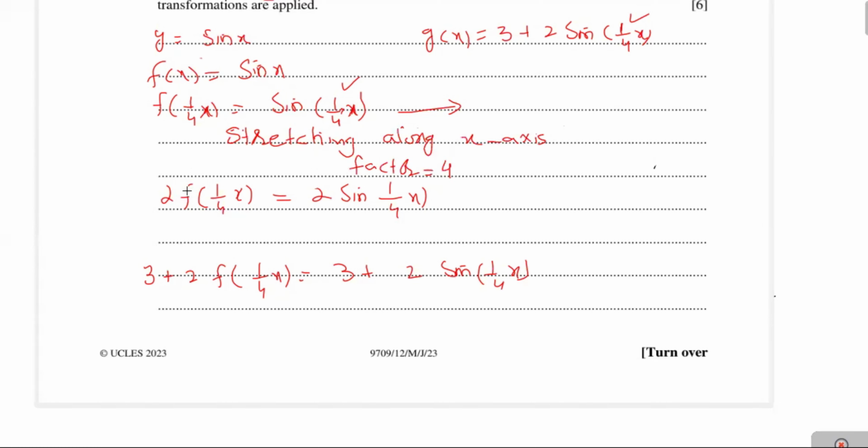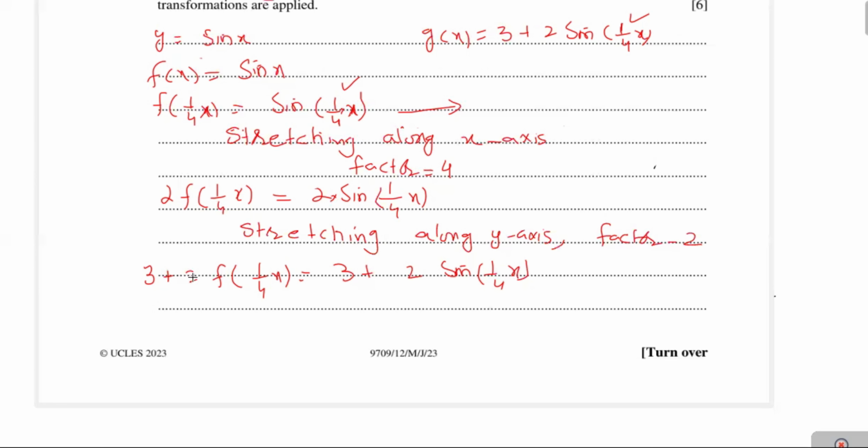And in the next transformation, you see here this function is multiplied by 2. When you multiply the function, the transformation is stretching. We write here stretching. But if the multiplication is outside the function, therefore it is stretching along the y-axis, and the scale factor remains the same. When the change is outside, you see here it is multiplied by 2, the factor is 2.